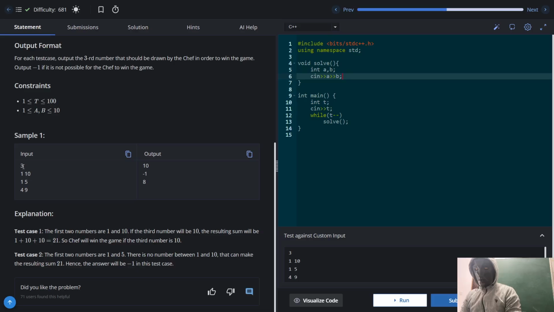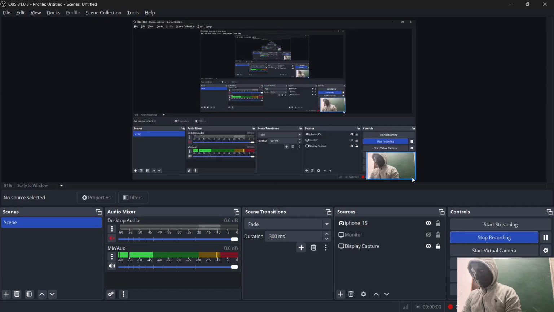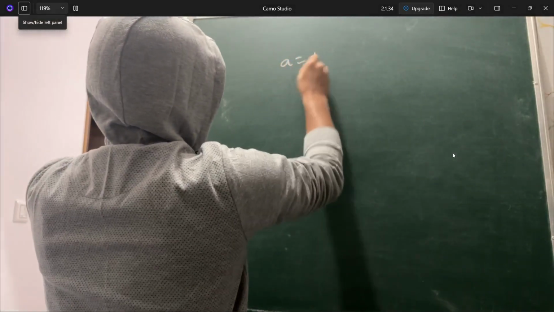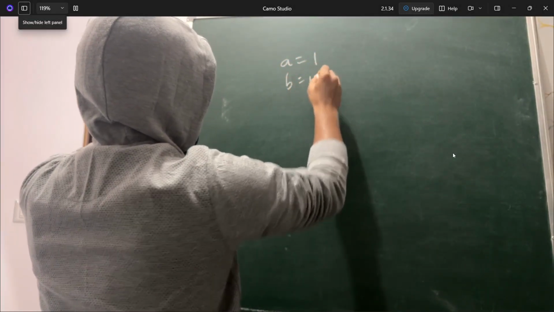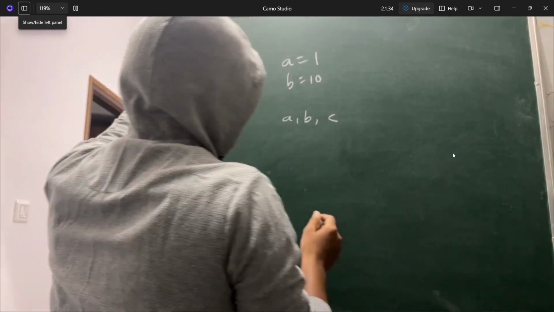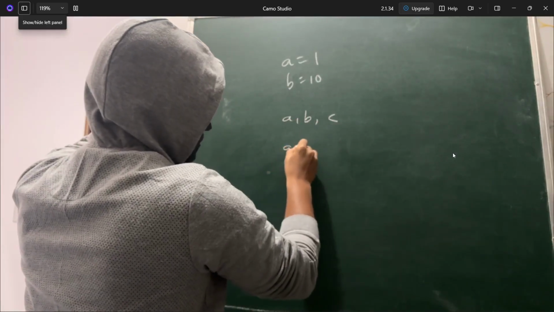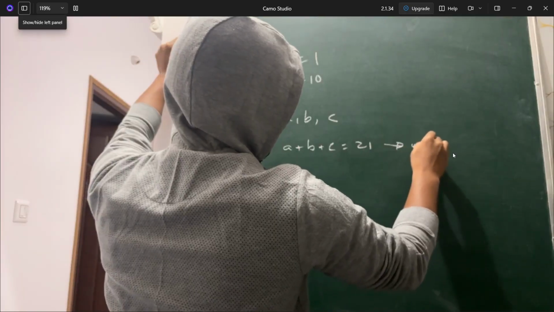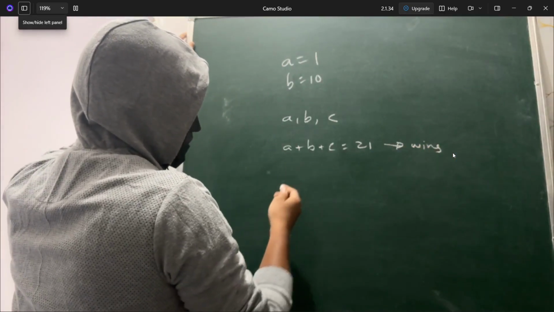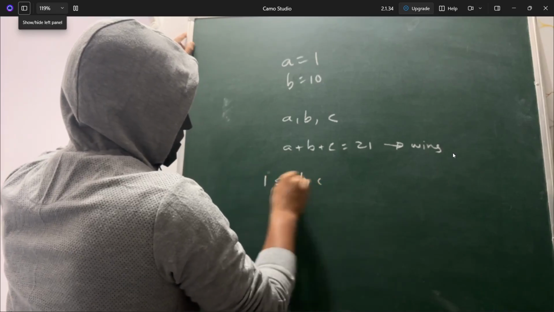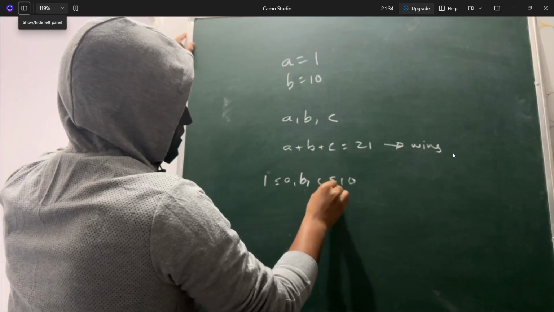They have given three test cases, and in the first test case, A is 1 and B is 10. What they are saying is that Chef has to draw three numbers A, B, and C, and if you take the sum of these three numbers, it should be 21. If it is 21, then Chef wins the game, or else he loses the game. One more condition is that a, b, c have to lie between 1 and 10, both inclusive. That's why I'm putting it as equal to.